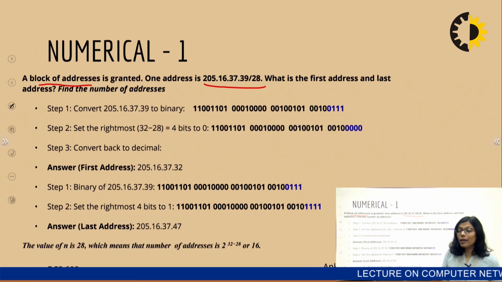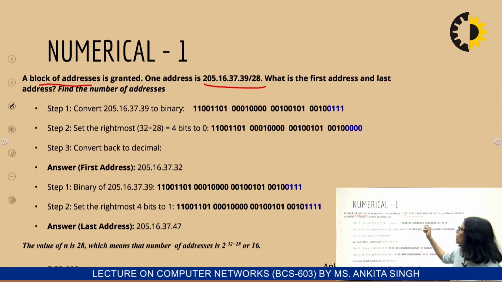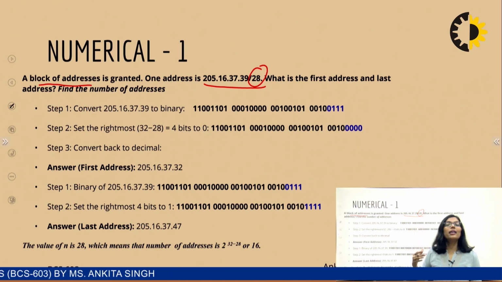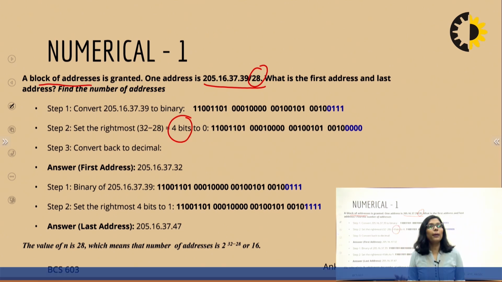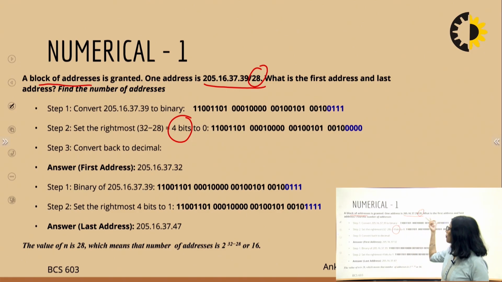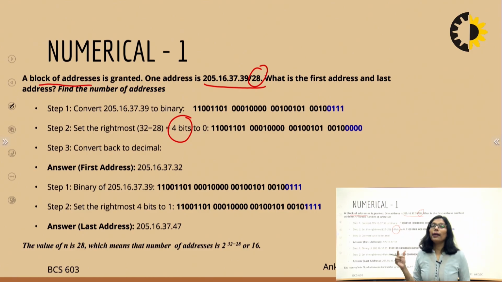To understand how many bits in this address are representing my host, I have to check the subnet mask. The subnet mask over here is 28. It says that 28 bits in my IP address depict my block, and the rest, 32 minus 28, that is 4 bits, represent my host. It is asking me the first address, the last address and the number of total addresses. So, to get to this, I first have to convert this into binary format.